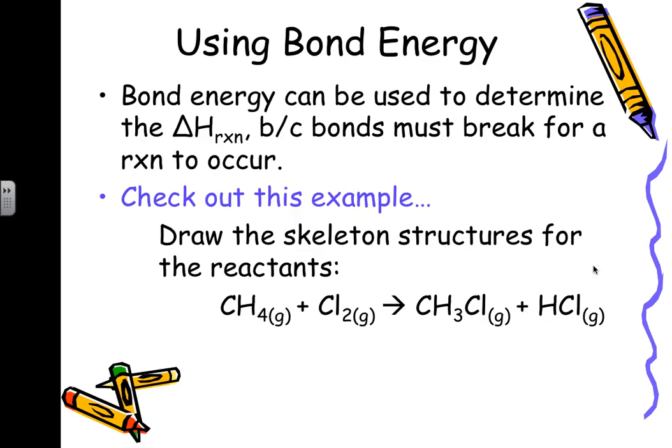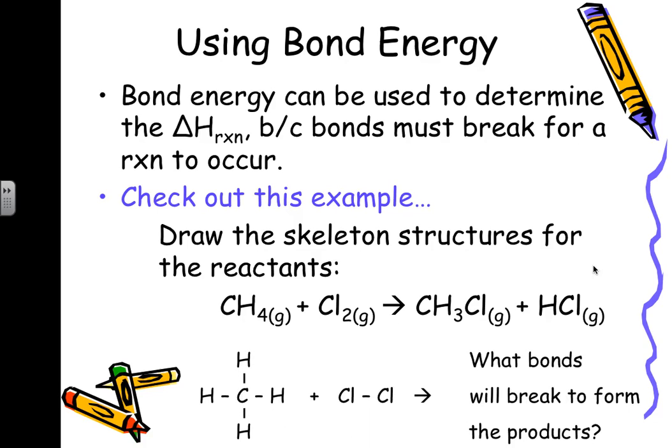So what I'm going to ask you to do is draw skeleton structures for the reactants that I have listed in this equation below. So you've got CH4, which is methane, which actually that skeleton structure was on the previous couple slides. And then you have chlorine gas. So if you would please take one moment, try to write the skeleton structures. Please pause the video.